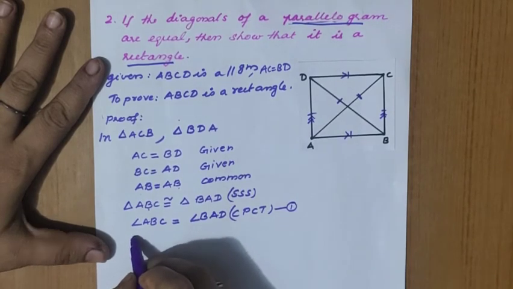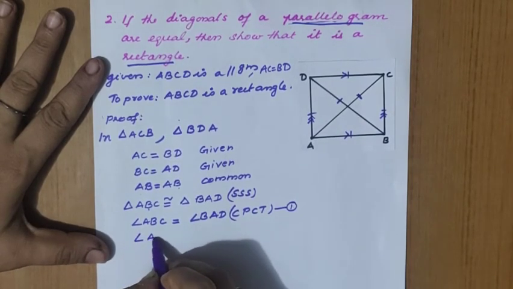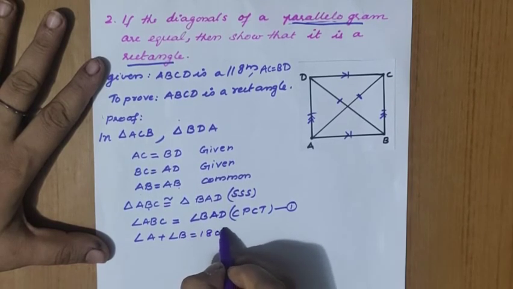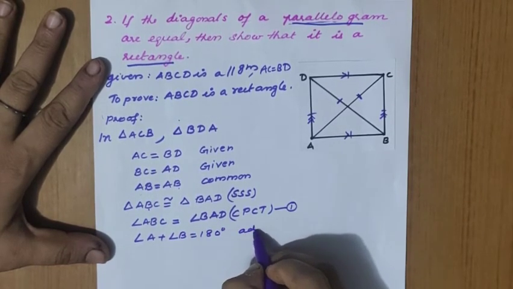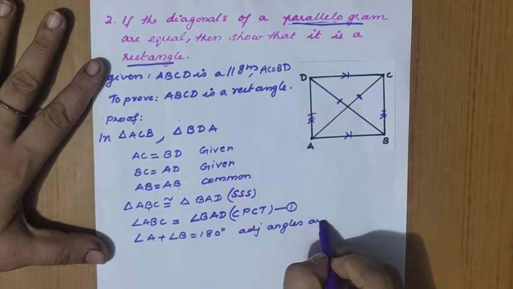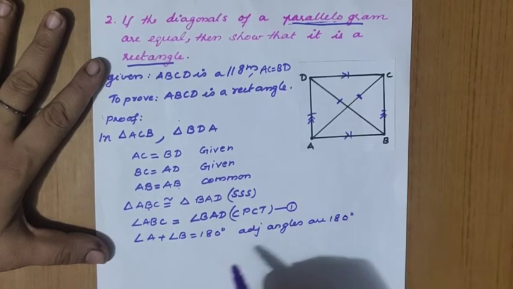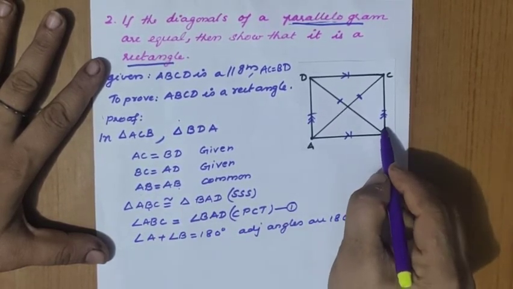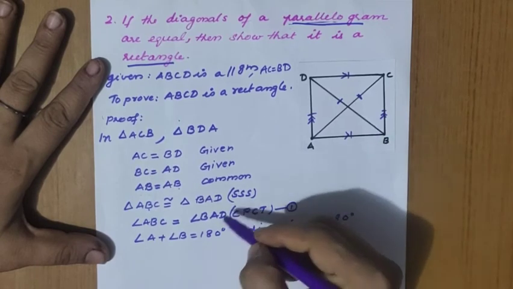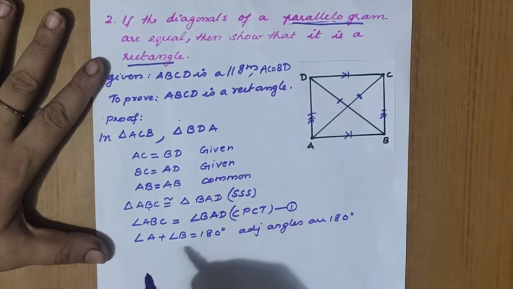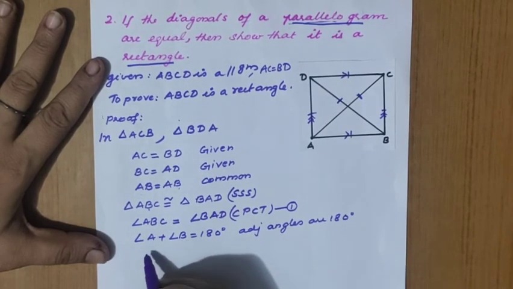Since it is a parallelogram, angle A plus angle B is equal to 180 degrees. Adjacent angles are supplementary. Right, angle A and B are equal only. ABC means the complete angle B is coming, right? BAD means the complete angle A is coming there. So angle A equals angle B.